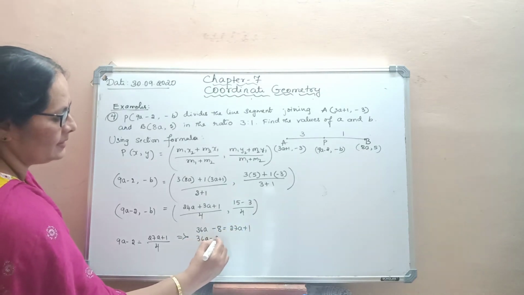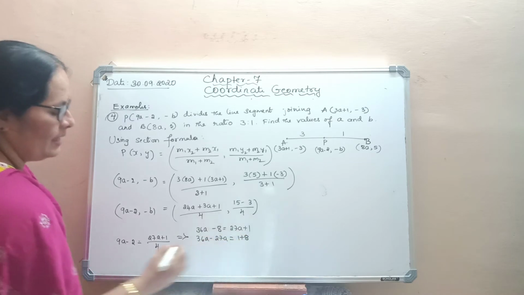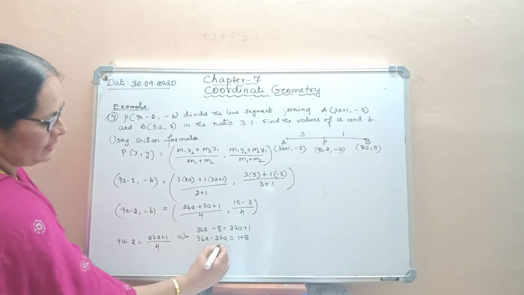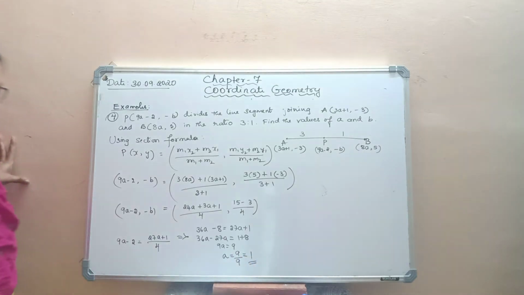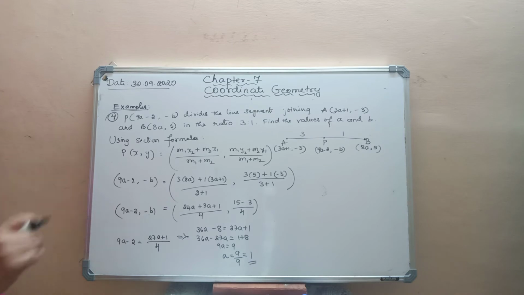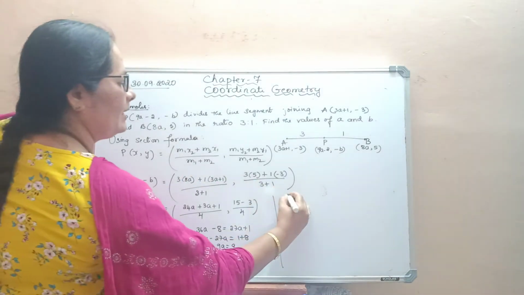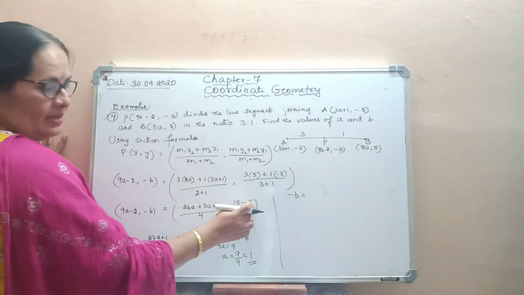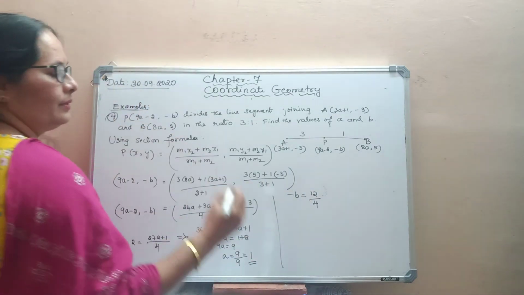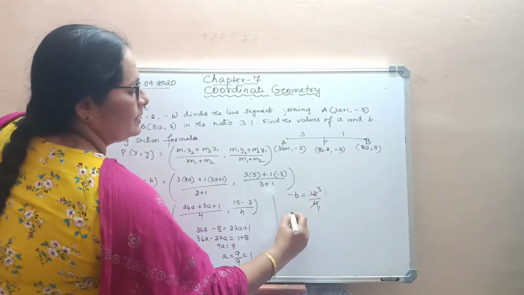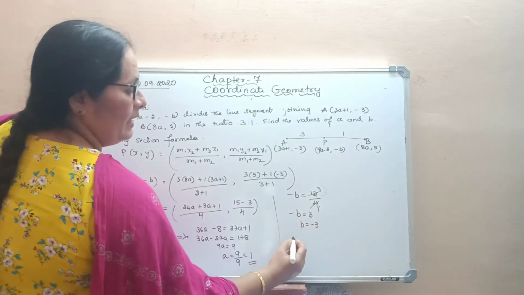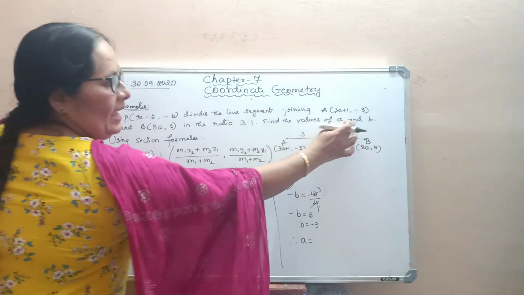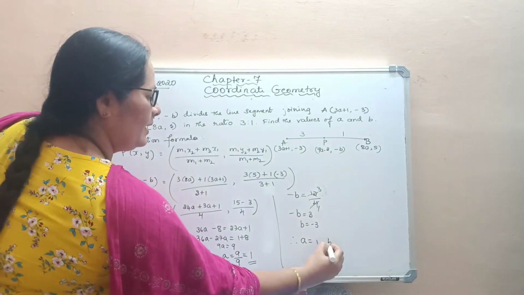So 36a minus 27a equals 1 plus 8. So 36 minus 27 is 9a equals 9. So a equals 9 divided by 9, which is 1. So a value is 1. Now similarly, if you equate y coordinates, that is minus b equals 15 minus 3 is 12 by 4. So 4 1s are 4, 4 3s are 12. So minus b equals 3. So b equals minus 3. Therefore the values of a and b are a is 1 and b is minus 3.